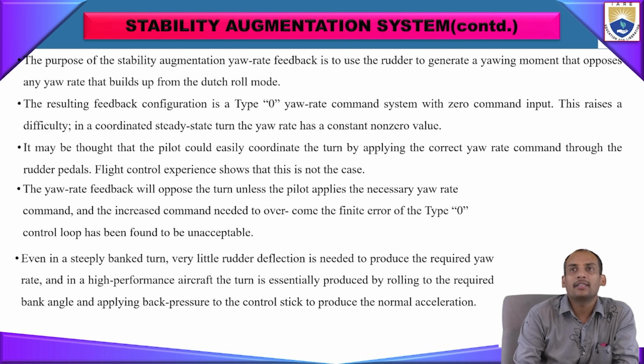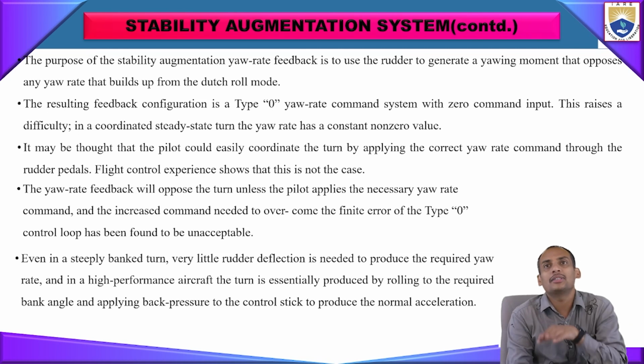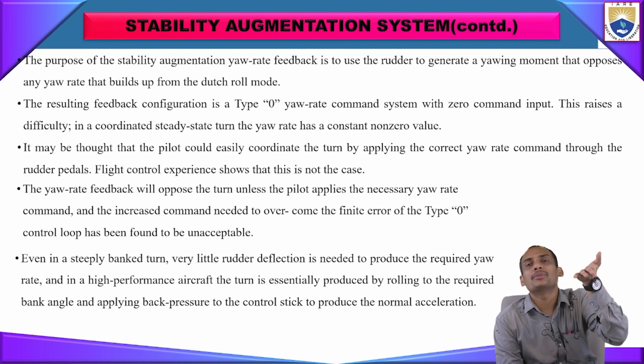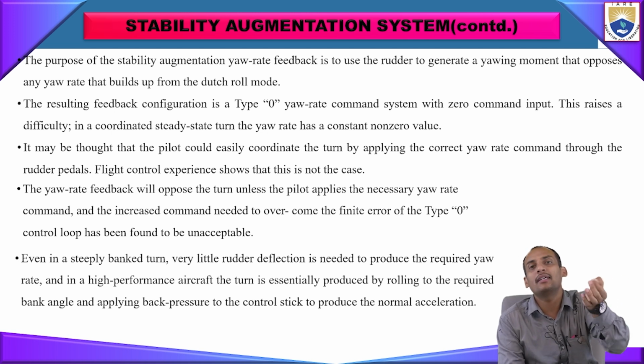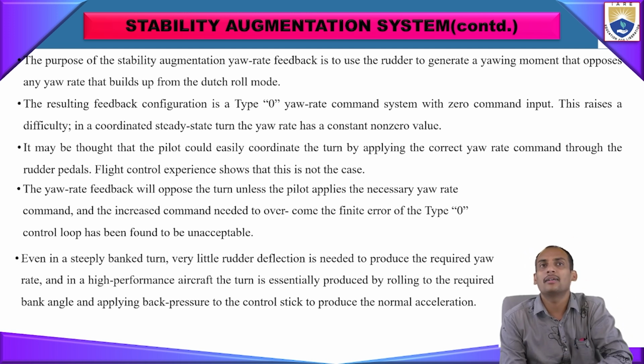See here, the purpose of this stability augmentation in yaw rate feedback is to use the rudder to generate a yawing moment that opposes the yaw rate that builds up from the Dutch roll mode. When we give that yaw rate feedback, the feedback itself will generate the input signal in a controllable way only.